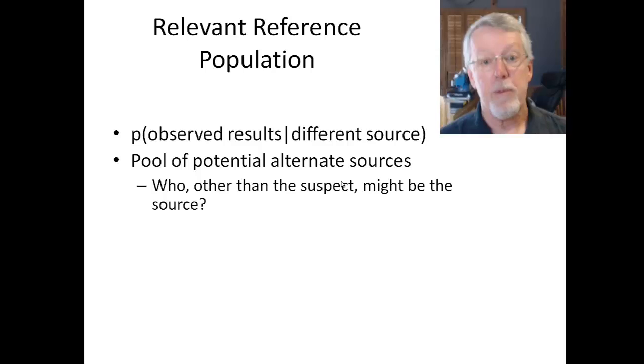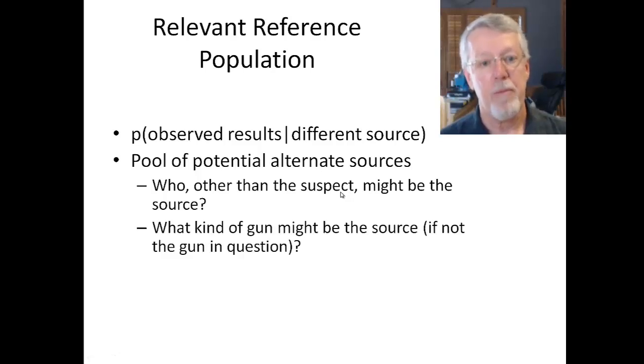The question has to be who other than the suspect might have been the source, and forensic scientists, in order to know what the relevant reference population is, may need at least some contextual information about that. They don't need to know how likely any particular person would be to be the source, but they need to know something about the general characteristics.